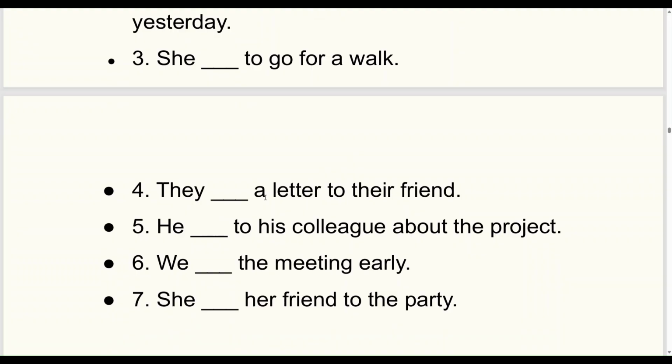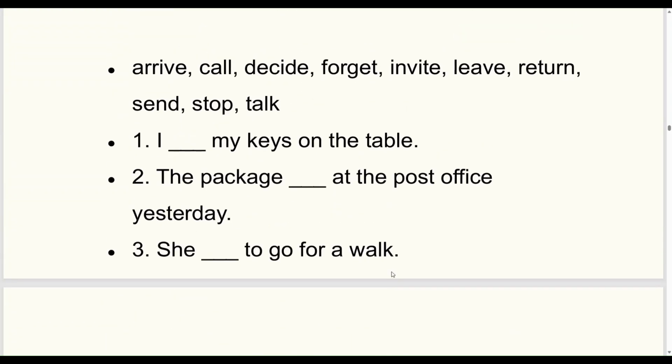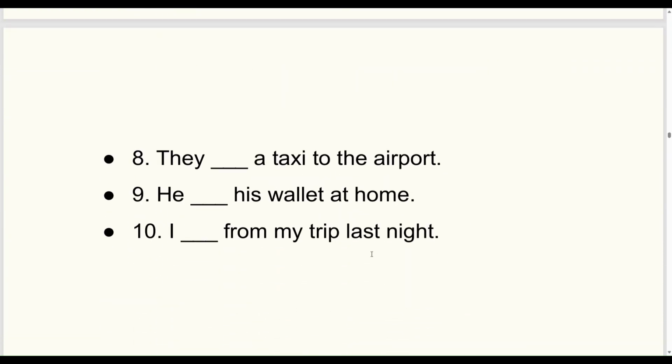They sent a letter to their friend. He talked to his colleague about the project. We stopped the meeting early. She invited her friend to the party. They called a taxi to the airport. He forgot his wallet at home. I returned from my trip last night.